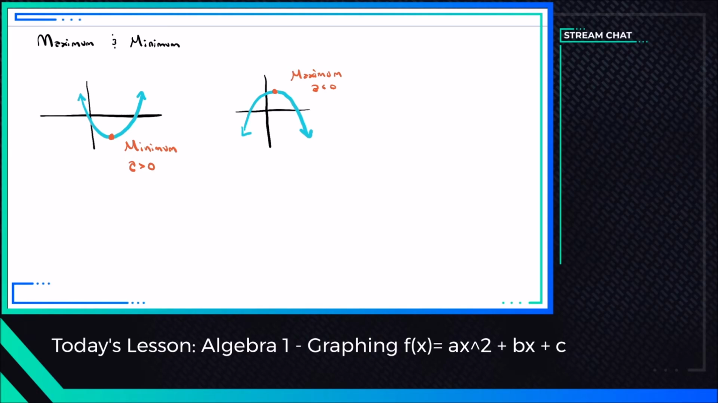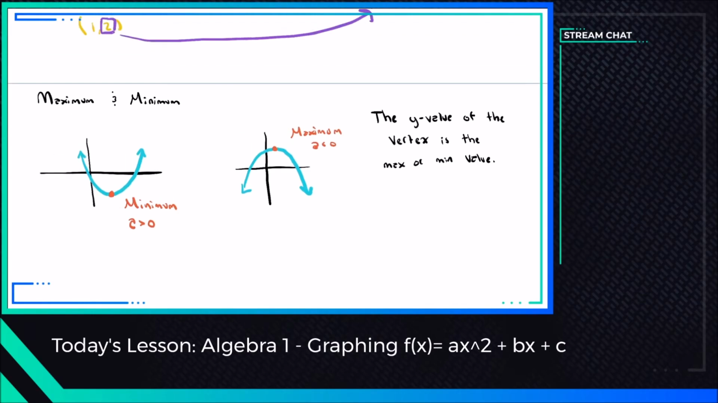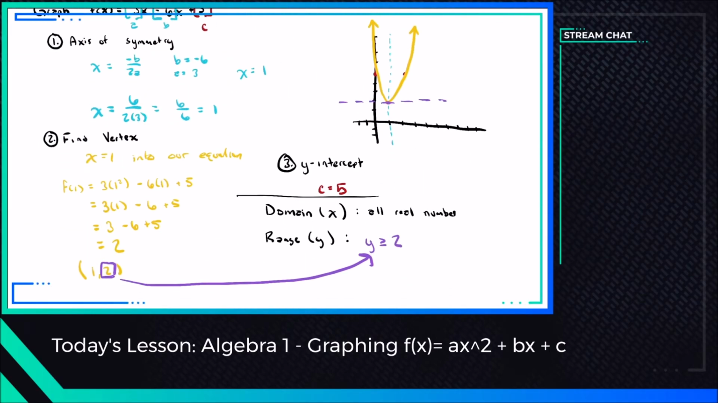And you find your max or min because the y value of the vertex is the max or min value. You just have to use a little bit of brains to know if that's opening up or down, whether it's a max or min. So notice right here, our y value of our vertex was 2. So our minimum on this graph is equal to 2, and is also our range. And since the graph is opening up, we are going to be greater than.